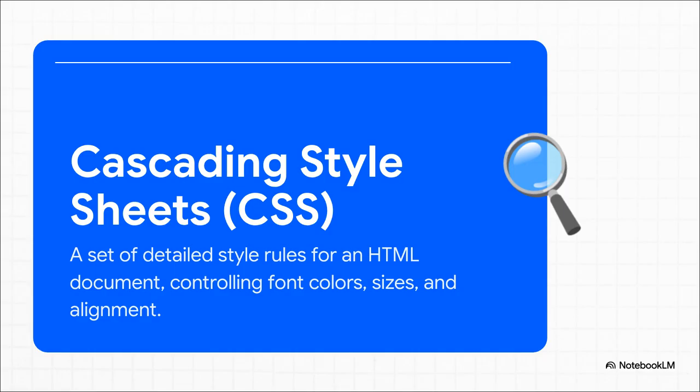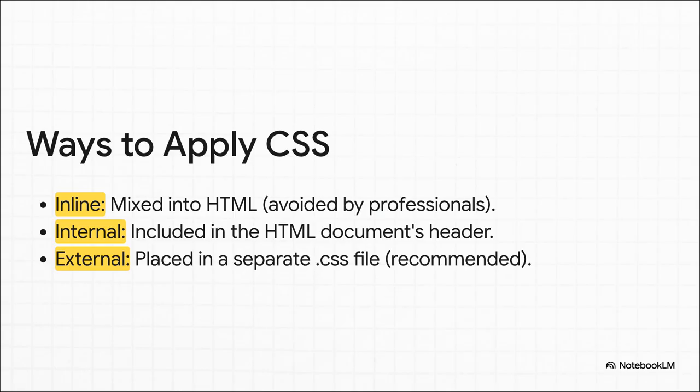CSS, which stands for Cascading Style Sheets, is a whole separate set of rules that tells the browser how to style all those HTML elements. It controls all the visual stuff, the colors, the fonts, the spacing, the layout, everything. If HTML is the noun, CSS is the adjective that describes it. Now, you can apply these style rules in a few different ways, but the way the pros almost always do it is with an external style sheet. Just think of it like a master design guide for the whole house. It makes sure every single room has a consistent professional look.